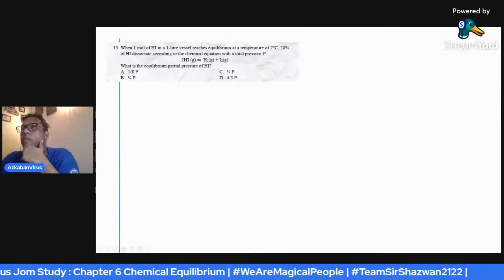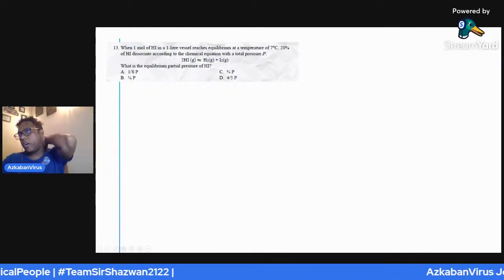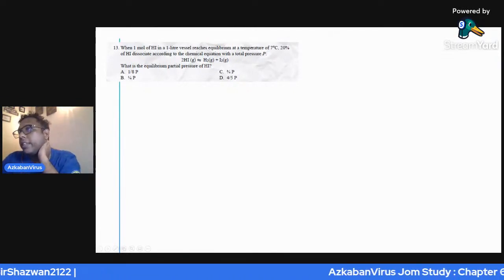Next one. When 1 mole of HI in 1 liter vessel reach equilibrium, 20% of HI dissociate according to the equation with a total pressure P.